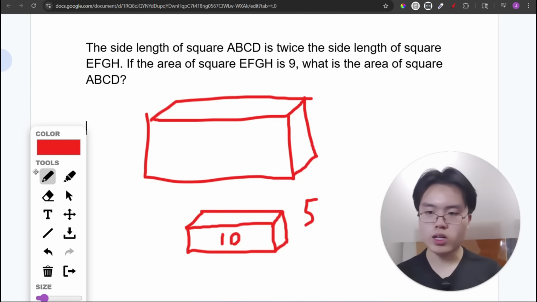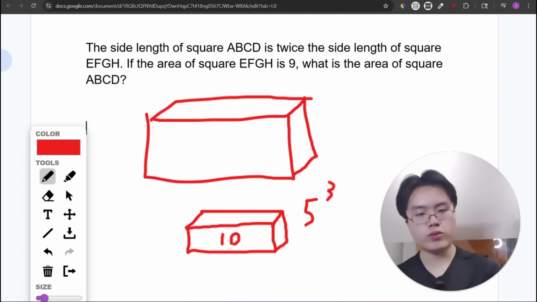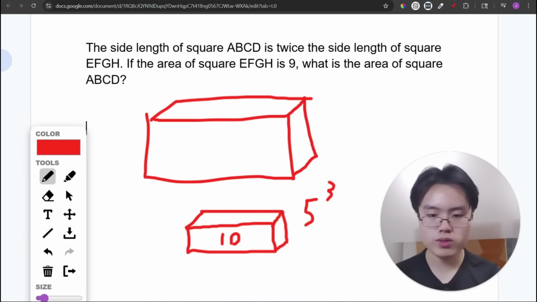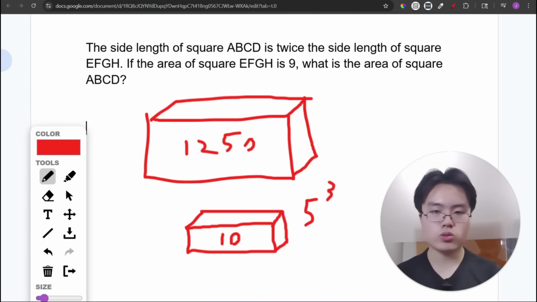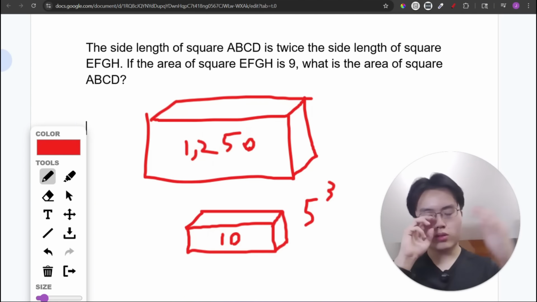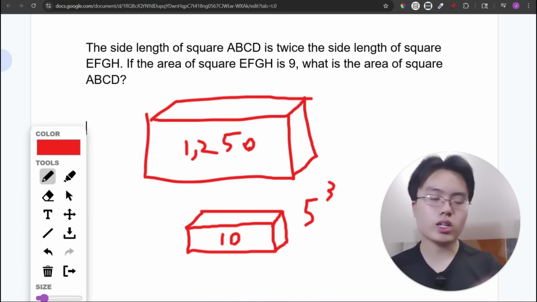We might have been able to guess this, okay? Instead of squaring the scale factor of the side, you cube it. So 5 cubed is 125, right? 5 times 5 is 25. 25 times 5 is 125. So we know the scale factor of the volume is 125, and then we do 10 times 125, which is just 1,250. That's going to be the volume of the big rectangular prism.